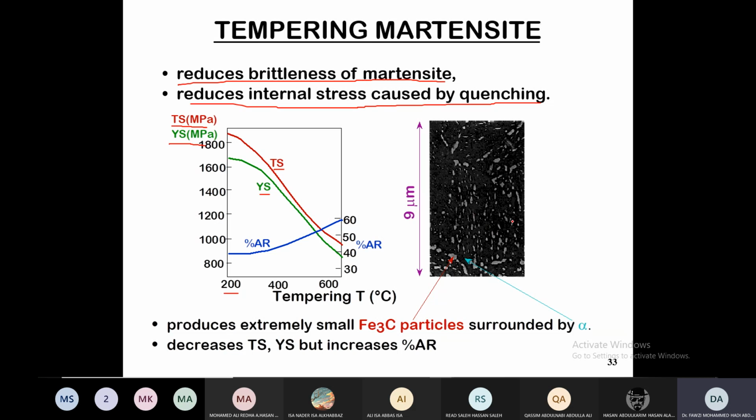The tempered martensite looks like this. You have a spherical microstructure which looks very similar to the spheroidite phase, and these are surrounded by, in this case we have the black here, which is the ferrite phase. It's much finer than the spheroidite phase. So this is the tempering.